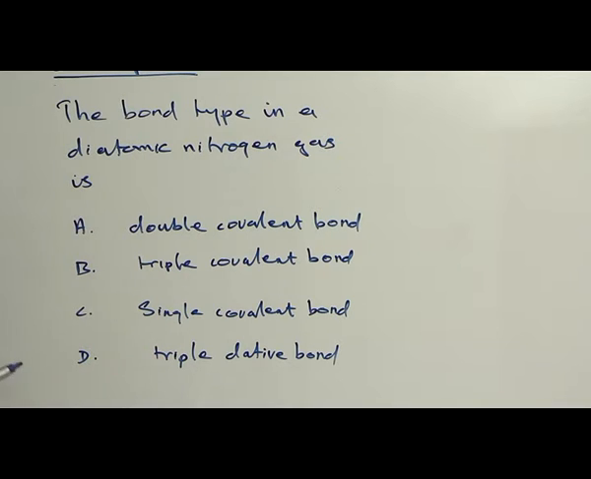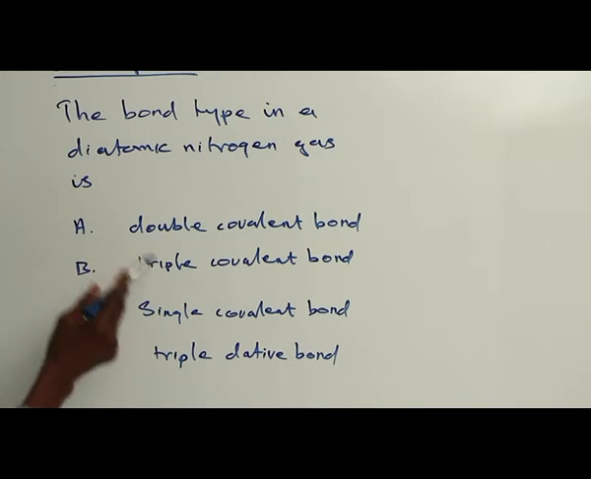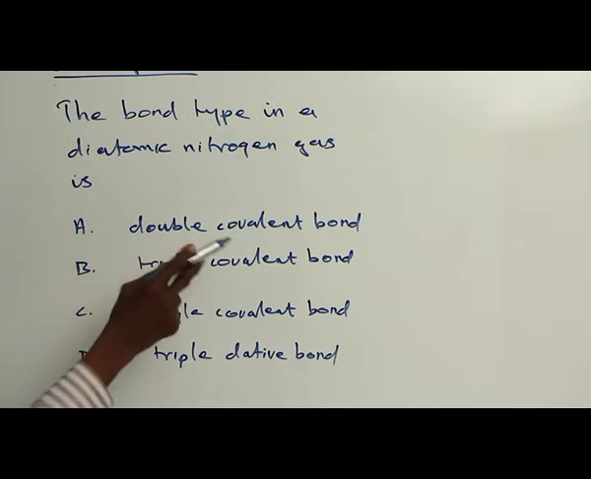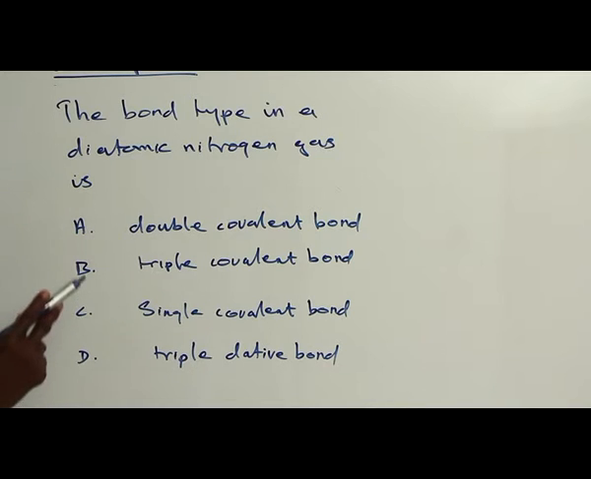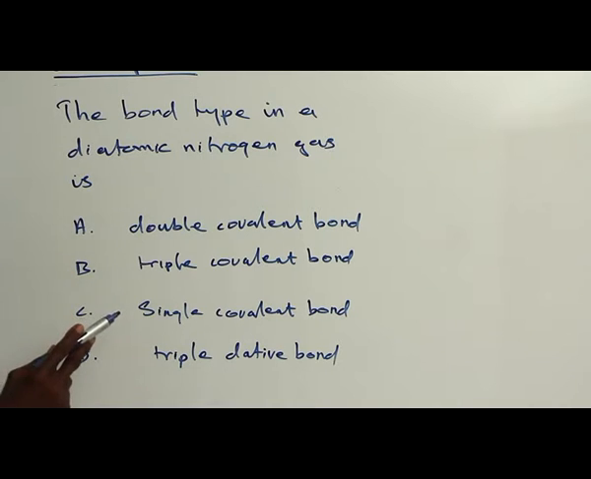Now, in the formation of a nitrogen molecule, each of the nitrogen atoms has 3 electrons for sharing. So each of them will bring 3 electrons for sharing, and so 3 electrons each cannot result in a double covalent bond. B, triple covalent bond. Yes, each of the 2 nitrogen atoms will contribute and share 3 electrons each, resulting in a triple covalent bond.